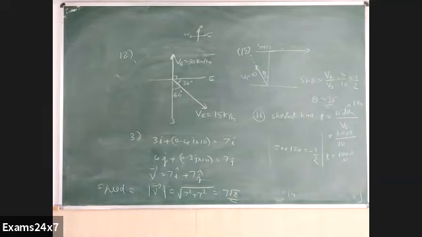Question number 4, I think I have mentioned earlier. What is the answer? Correct. If two equal vectors have resultant same as the individual vector value, the angle must be 120 degree. C is the answer.